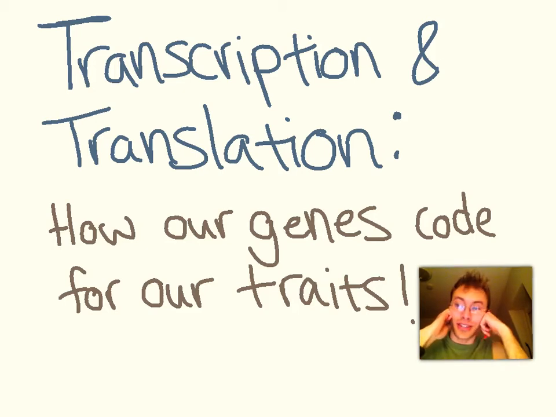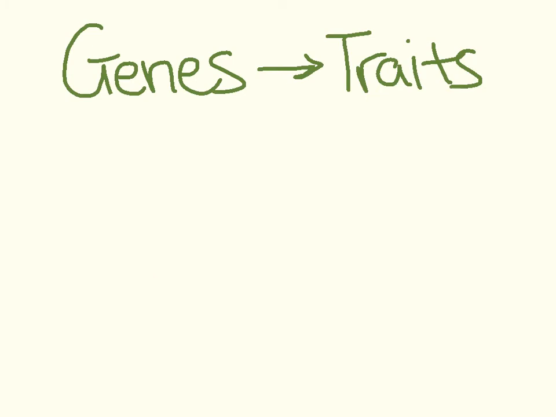Transcription and translation: how our genes code for our traits. Did you ever wonder why you're as ugly as your dad? Well, the basic reason is that he gave you some genes that gave you some traits. That is, some DNA that caused you to have certain physical characteristics. But this is oversimplifying things, because to get from genes to traits requires several intermediate steps.